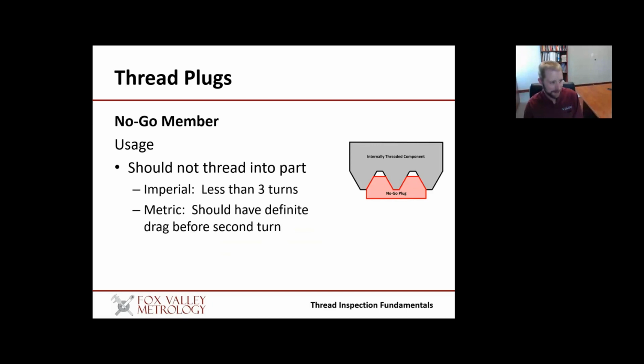Now, if it's stopping, but it's only stopping because you're not really putting any effort into it, you probably shouldn't be passing that part. So again, this should really be defined at the quality department level, making sure that everyone in the company utilizing thread gauging fully understands what that looks like. Because if it doesn't go through, or if it turns onto the part, or into the part, I apologize, more than 3 turns, or it doesn't have that definitive drag before the second turn, that part really should be failing inspection there.